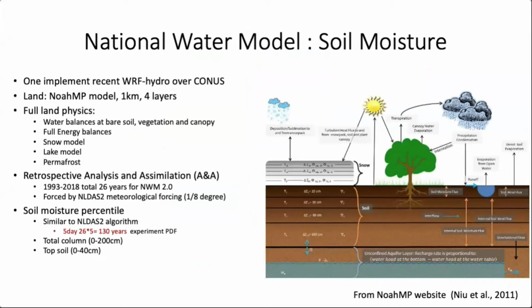The land component of National Water Model is Noah-MP. The resolution is 1 kilometer, with 4-layer soil moisture. The model physics include land surface physics, including water balance at bare soil, vegetation, and canopy, and energy balance, including one complete snow model, a lake model, and permafrost modeling.